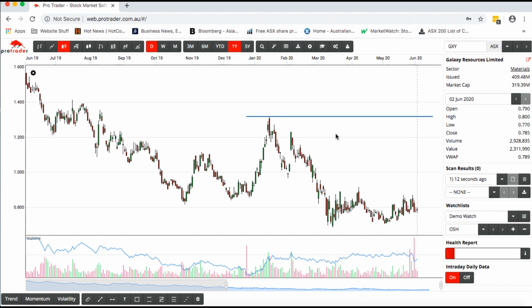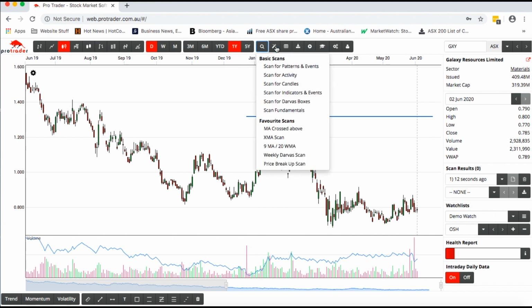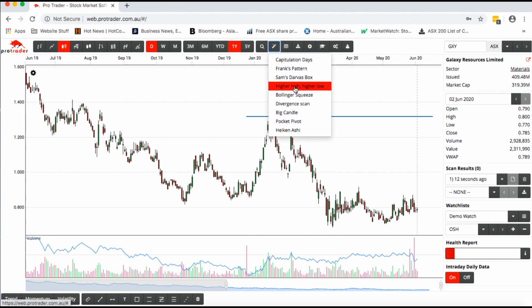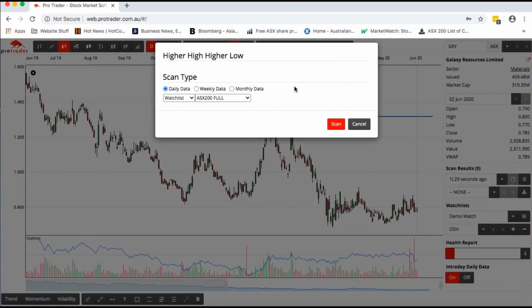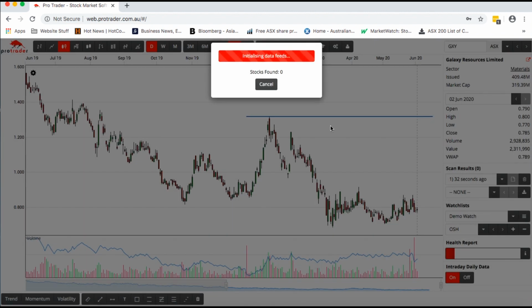I feel far more comfortable with volume than I do with patterns or with other technical analysis indicators. Today we've got zero, mainly because I think today has been a fairly quiet day. So we haven't got any big candle scans. So let's try the higher high, higher lows, and let's see how we go.